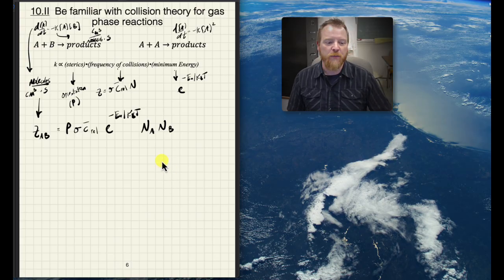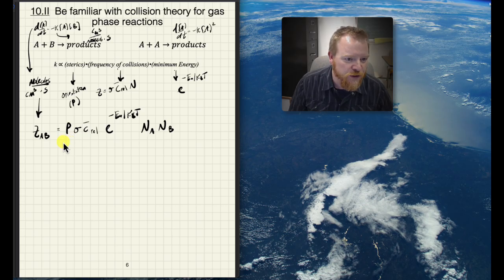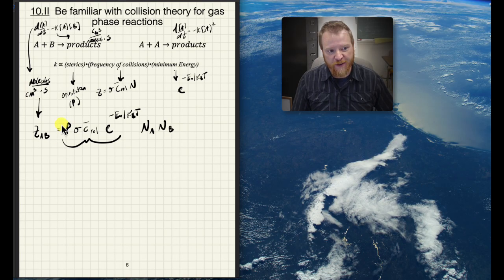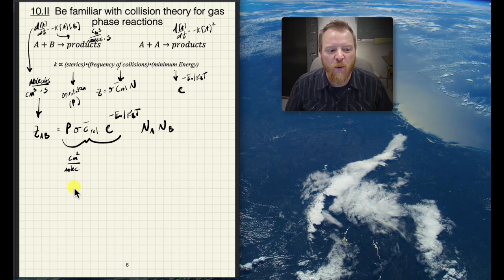So now if we start playing around with this and seeing what kind of units we get, let's first look at this chunk right here. So P will be unitless. Sigma will take on units. We'll keep everything in centimeters. So that'll take on units of centimeters squared per molecule, even though we noted in that previous video we had units that were square nanometer per molecule.